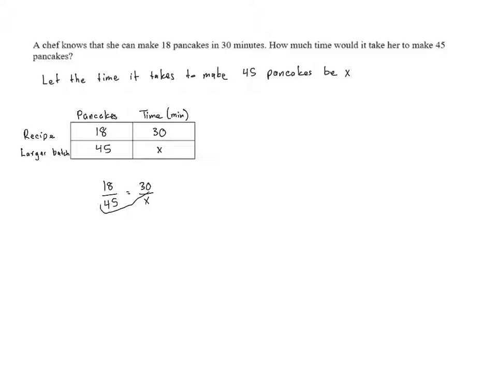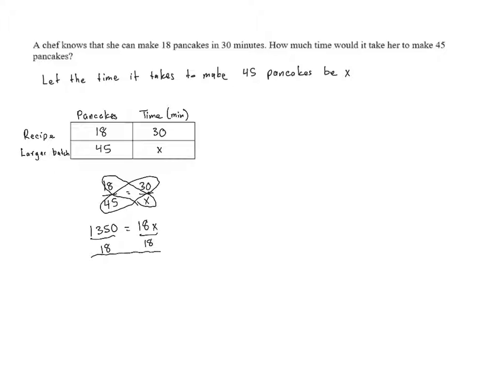When we take 45 times 30, that gives us 1,350. You can get that pretty easily with a calculator. And then the other diagonal that we multiply, 18 times x, is 18x. So we have 1,350 equals 18x. Now to get x alone, we need to divide both sides by 18.